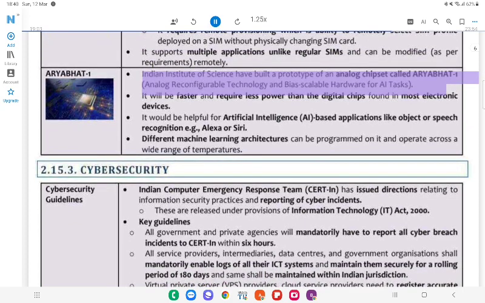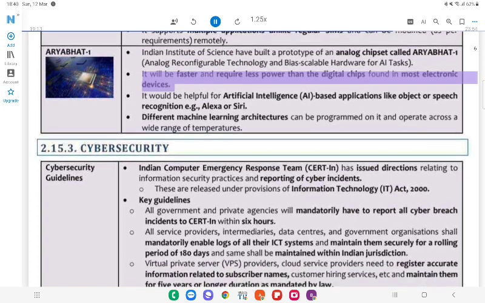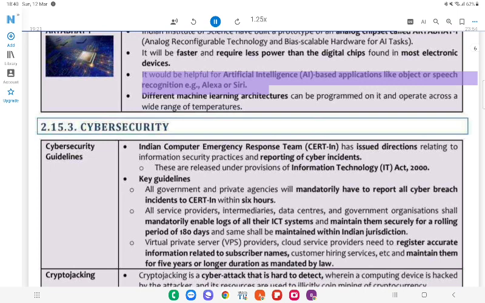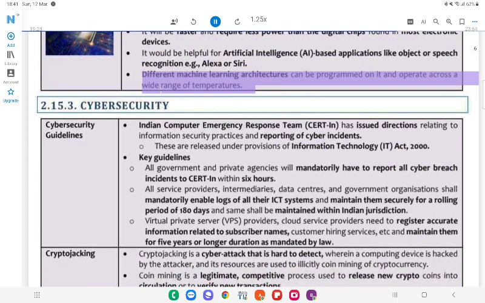Indian Institute of Science has built a prototype of an analog chipset called ARYABHAT (Analog Reconfigurable Technology and Bias Scalable Hardware) for AI tasks. It will be faster and require less power than the digital chips found in most electronic devices. It would be helpful for artificial intelligence (AI) based applications like object or speech recognition, e.g., Alexa or Siri. Different machine learning architectures can be programmed on it and operate across a wide range of temperatures.